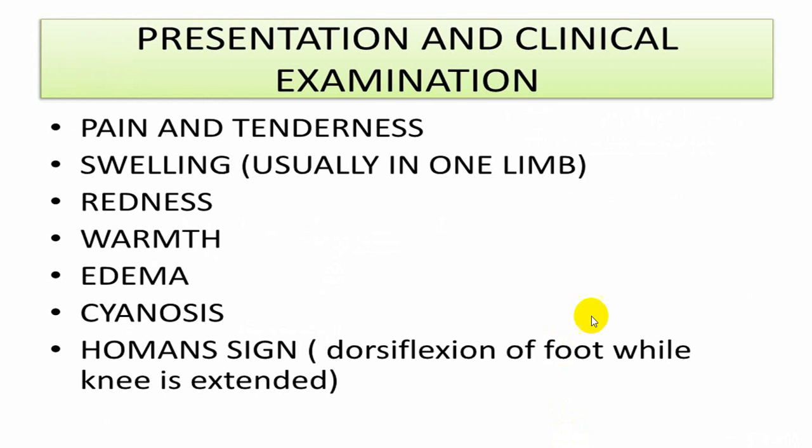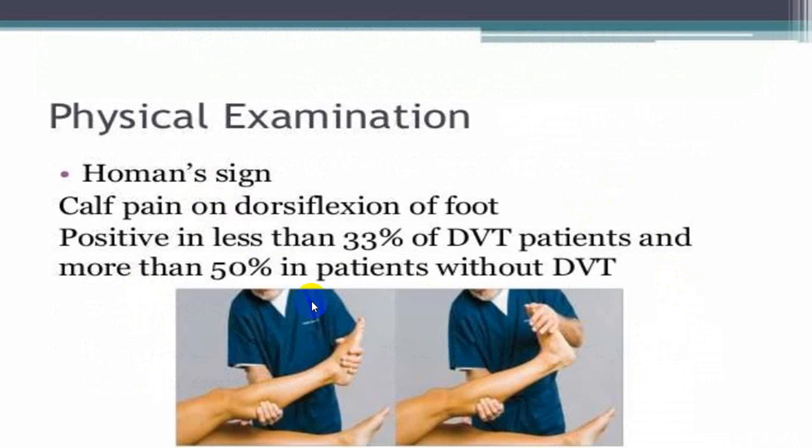So the most common is pain, tenderness in the calf muscle region, swelling. By and large, it is unilateral. You can have redness, warmness, edema, cyanosis, and Homan's sign will be positive. So this is a typical Homan's sign, but while performing this test, you should see that you don't end up with pulmonary embolism because of repeated calf muscle compressions. Thrombus can dislodge and give rise to thromboembolism. So do look for that.